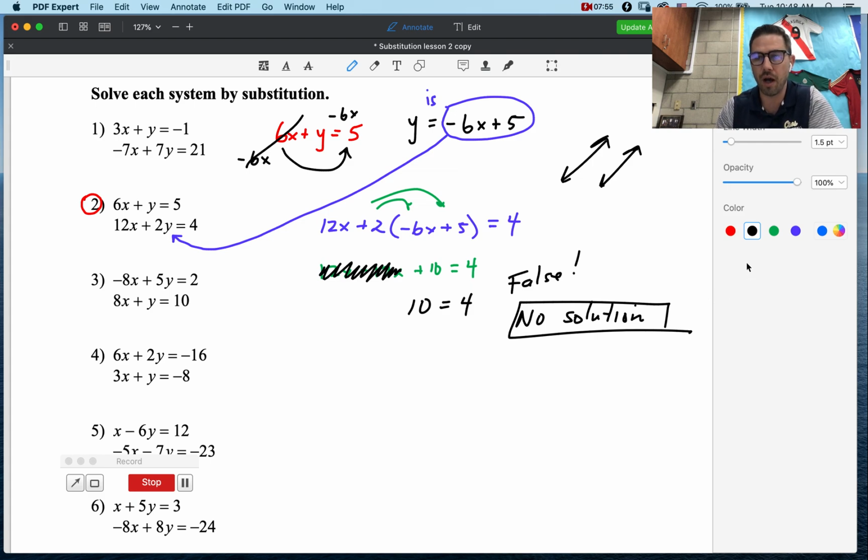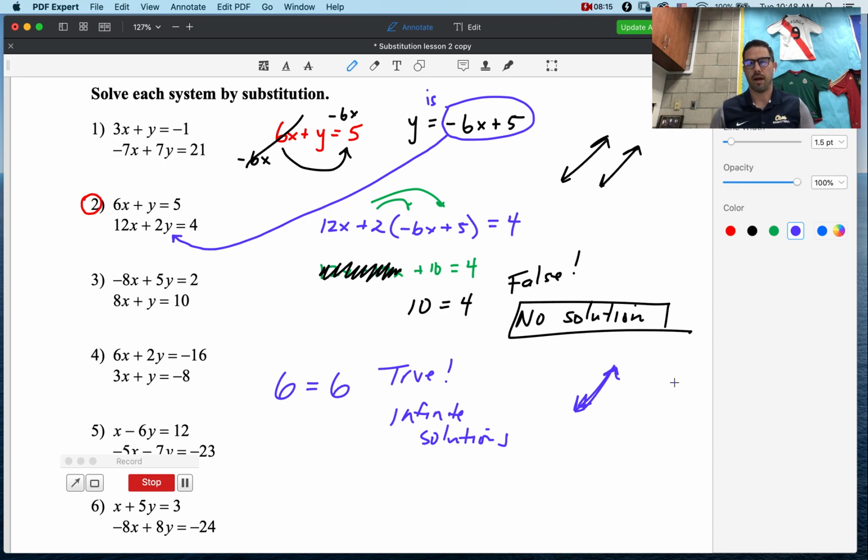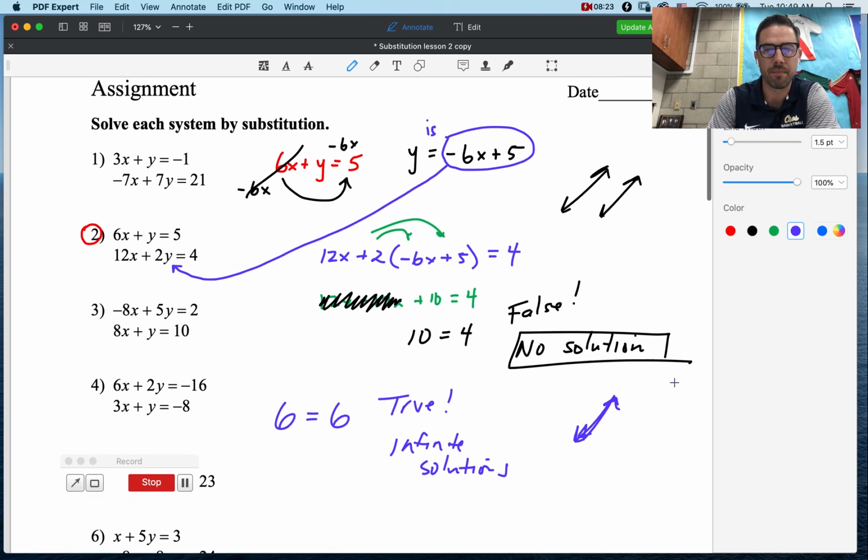Now, just to let you know, if you ever saw something like this, 6 equals 6, and you see a true statement, you would say infinite solutions. That's what you would say. That's when the line and the line are the same. So it's nice that we had that because now you know what to look for in the future when you see something like that.